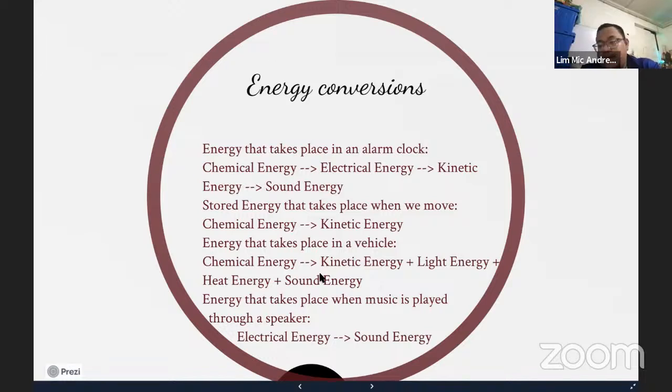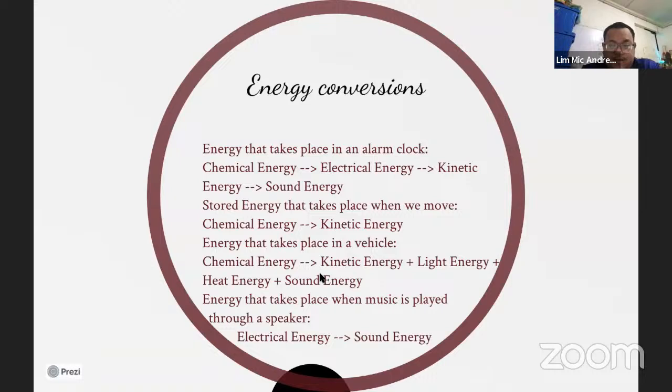So energy, for example, in an alarm clock, there are different conversions. The chemical energy from a battery will change to electrical energy, which then changes to kinetic energy to produce sound energy when the alarm rings. In our body, the food is known as chemical energy and will convert to kinetic energy when we move.